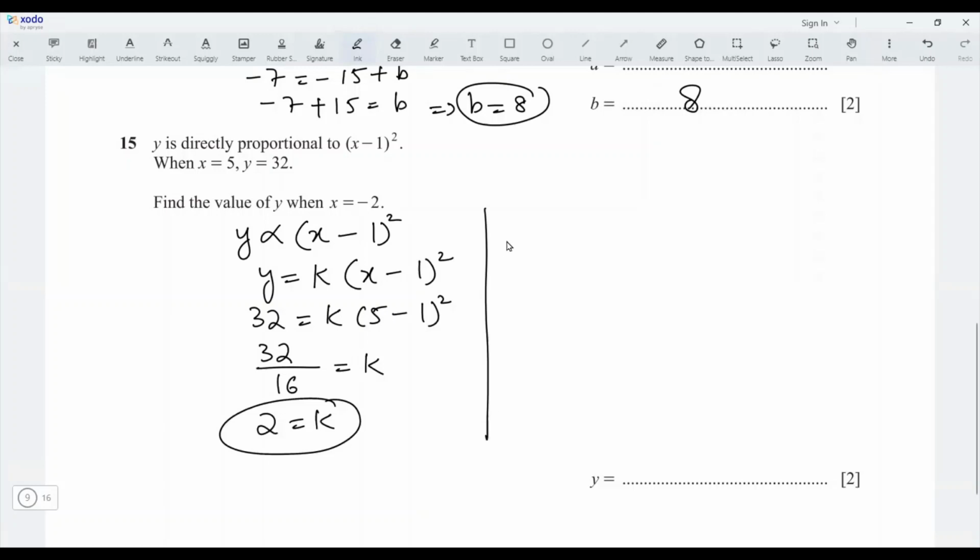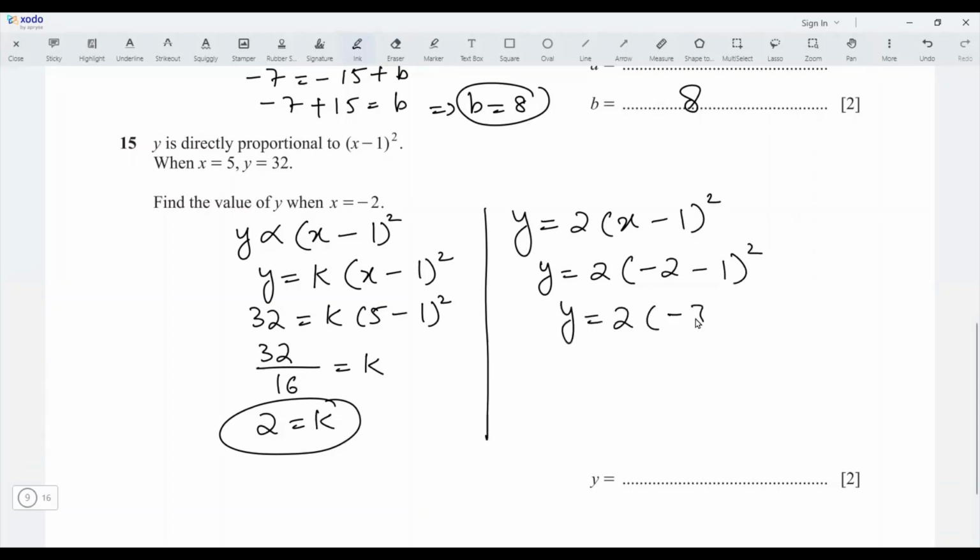Similarly, we have to replace this value here, y equals 2 times x minus 1 whole squared. Now replacing x with -2. So 2 times -2 minus 1 whole squared. The result is -3 squared. So -3 squared is 9. 9 times 2 is 18. So 18 is the final answer for y. I hope you understand. If you have any queries, write down in the comment section.